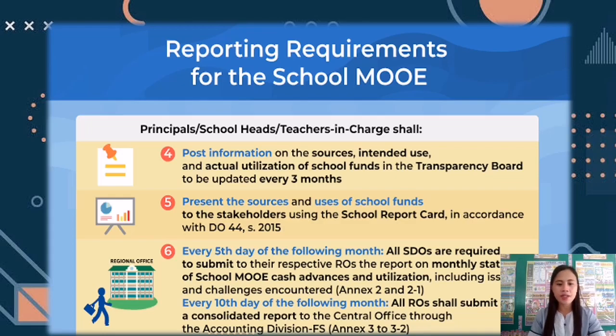Every 5th day of the following month, all SDOs are required to submit to their respective ROs, or regional offices, the report on the monthly status of school MOE, cash advances and utilization, including the issues and challenges encountered. Every 10th day of the following month, all ROs shall submit a consolidated report to the central office through the accounting division.